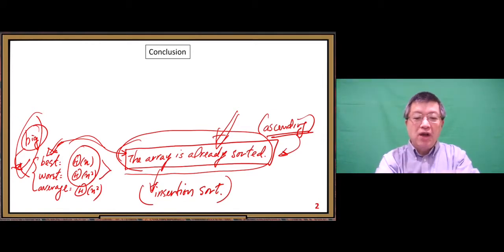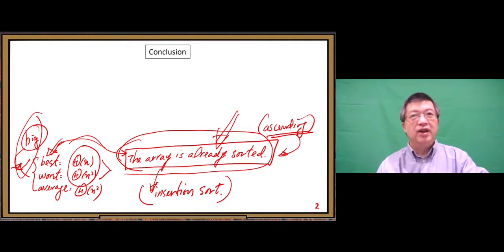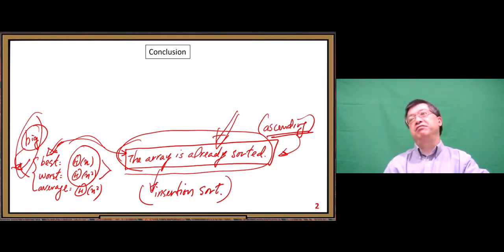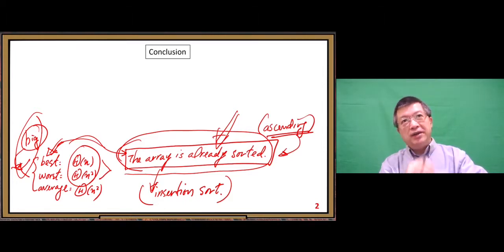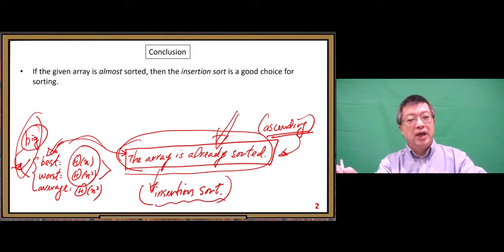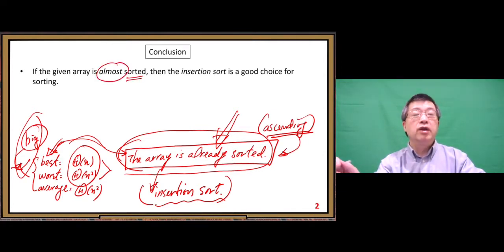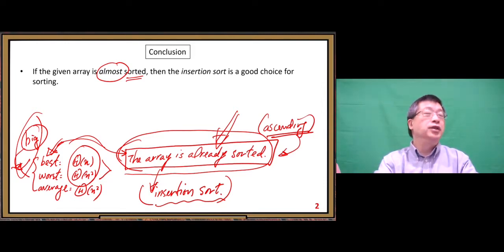So based on this observation, this is a nice observation, now we can take advantage of this property. So we get an idea. Our conclusion: what is the best time to use insertion sort? The best time to use insertion sort is if the given array is almost sorted. If the given array is already sorted, then you don't need to do anything, right?